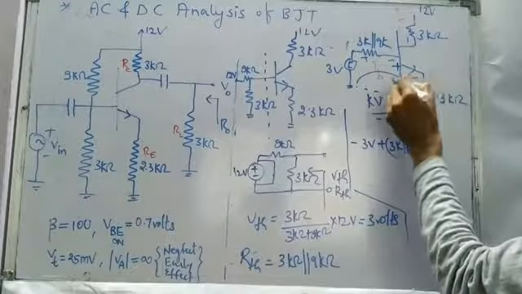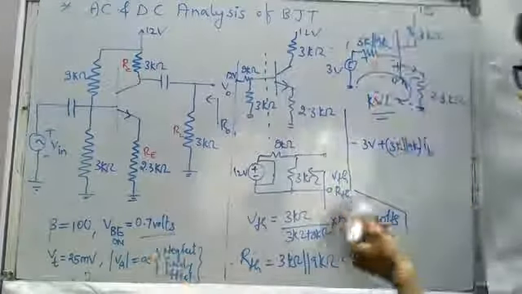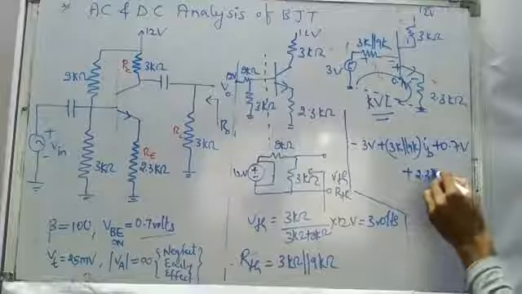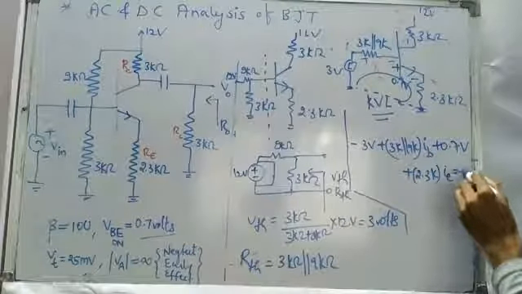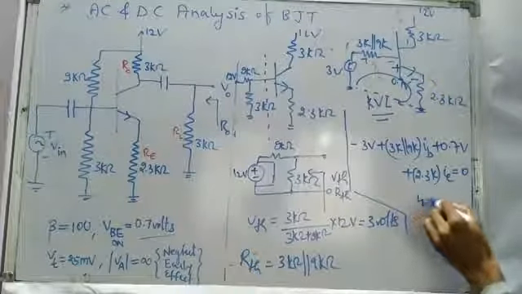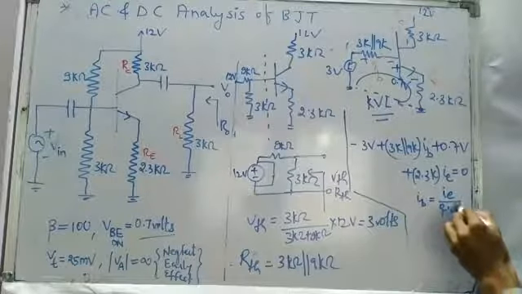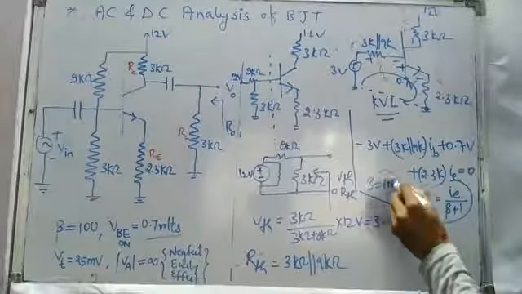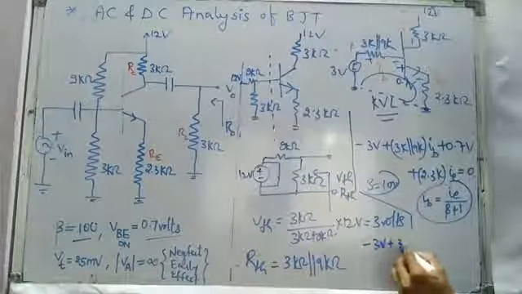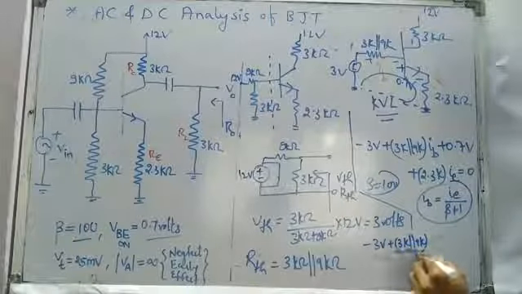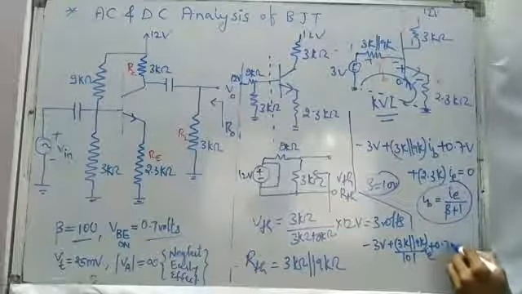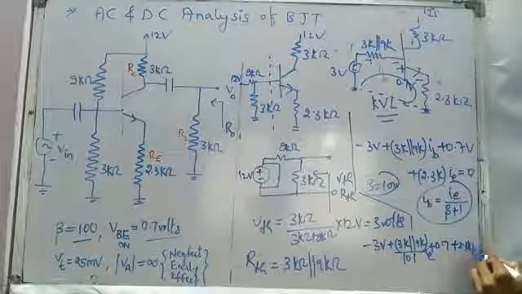And here it is going to be 0.7 volt because it is given as 0.7 volts. So plus 0.7 volt plus 2.3k, which is the resistance value, into IE, is equal to 0. We have two variables, so let us make them one. We will put IB as IE divided by beta plus 1. The beta is 100, given in the question. So we'll simplify it as minus 3 volt plus 3k parallel 9k divided by 101 into IE, plus 0.7, plus 2.3k into IE is equal to 0.